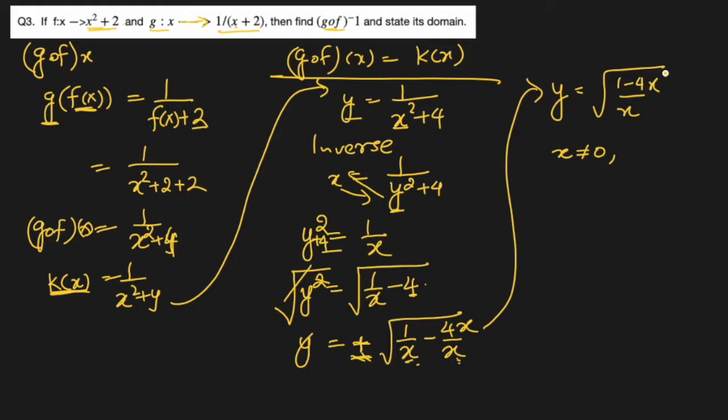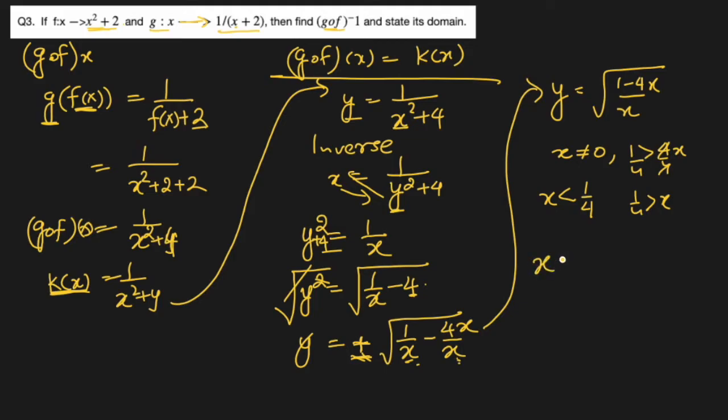Secondly, the square root of a negative number is not possible. That means 1 must be greater than 4x. Isn't it? That means, what can we do? Divide 4 here, divide 4 here. So 1 over 4 is greater than x, or we can write it as x is less than 1 over 4. This is an x.